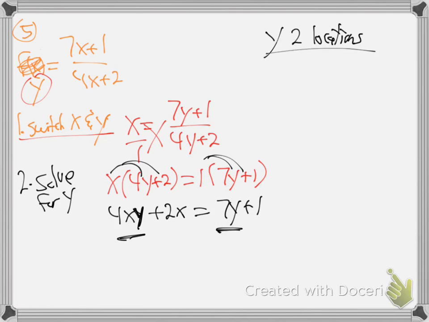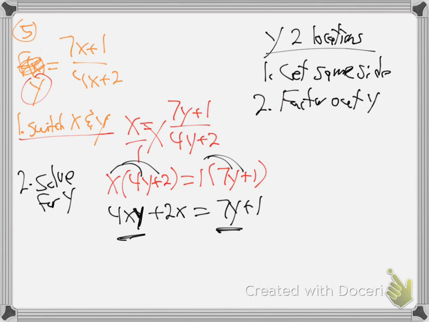When y is in 2 locations, what do you do? Step 1, get them on the same side. You get those 2 y's on the same side, and then you factor out y and divide. So this is a whole rigmarole here. When you got y in 2 locations, you've got to say, okay, I'm going to get the 2 y terms on the same side.